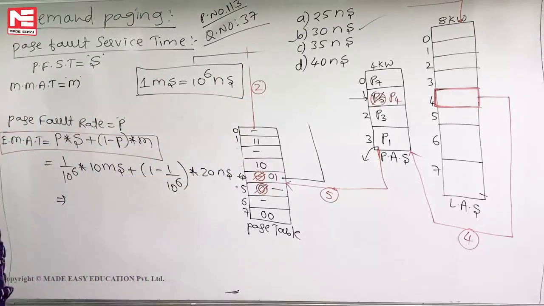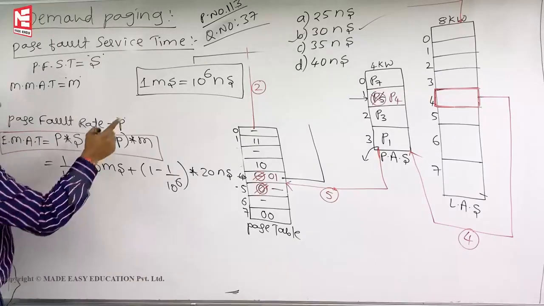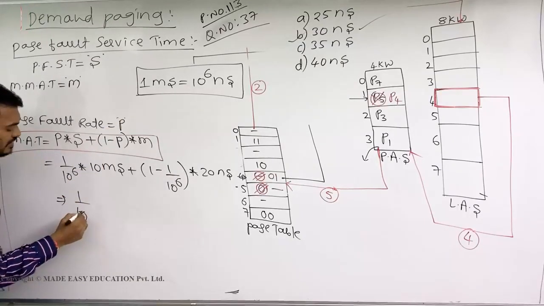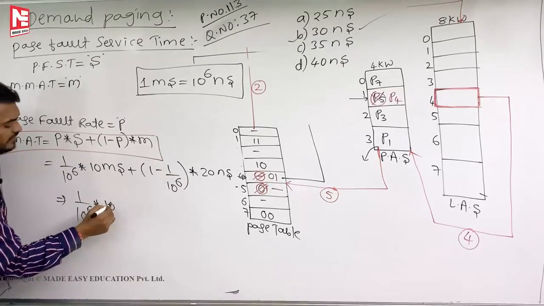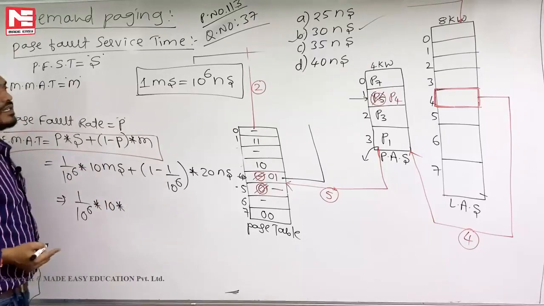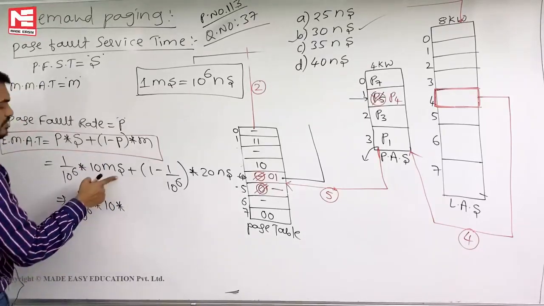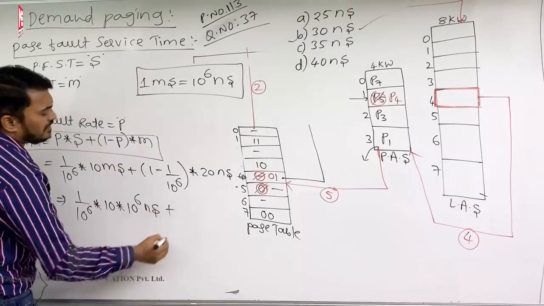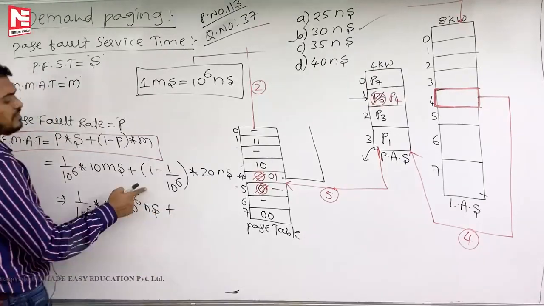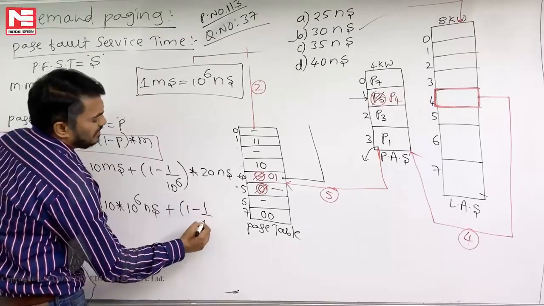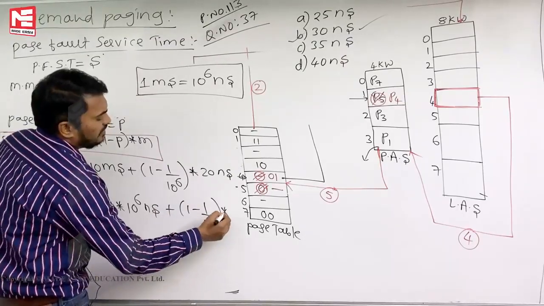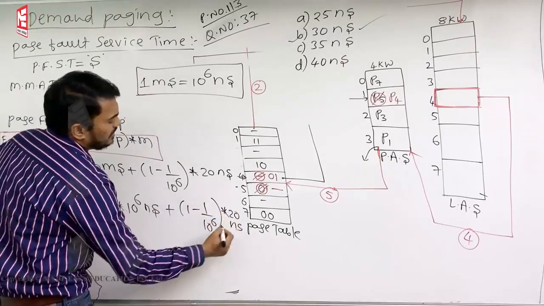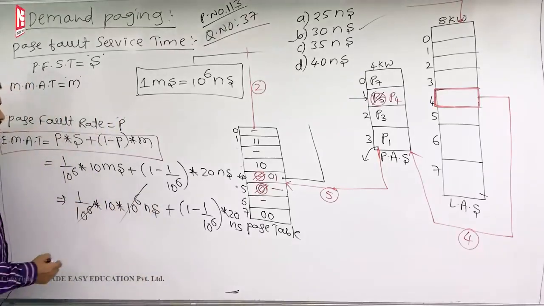1 millisecond is equal to 10 power 6 nanoseconds. So you can just substitute here. Look here, 1 by 10 power 6 multiplied with 10 power 6 nanoseconds, because 1 millisecond equals 10 power 6 nanoseconds. I am converting everything into nanoseconds because the final answer is asked in nanoseconds. So this becomes 10 power 6 nanoseconds. This is 1 minus 1 by 10 power 6 multiplied with 20 nanoseconds, correct? So this 10 power 6 cancels.